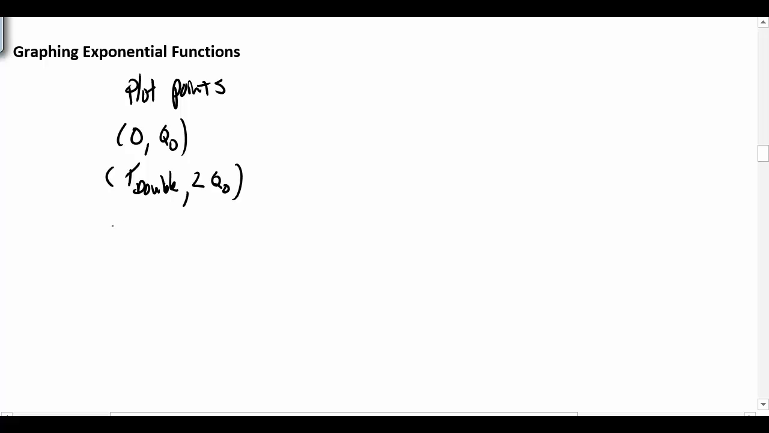Okay, sometimes we want to look at a graph of these things. The nice thing is with exponential growth, we have enough information. Usually it's pretty quick to find doubling times and things like that. So when we graph this, we want to plot the points. We're going to go 0 and the initial amount. And then I want the double time. And I want 2 times the initial.